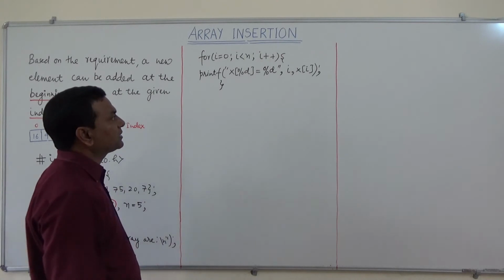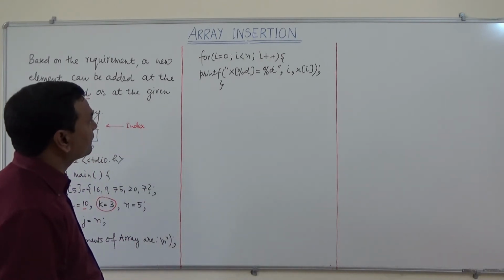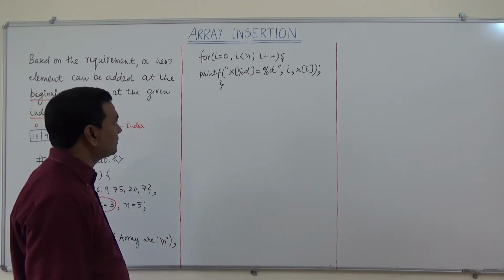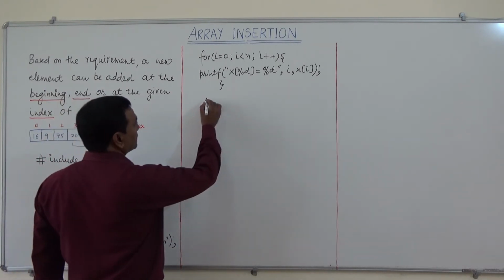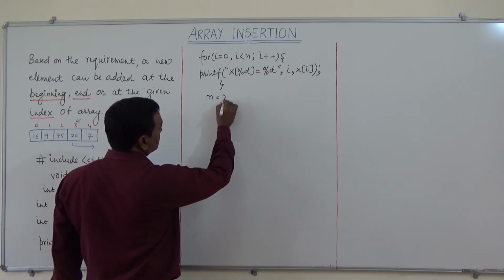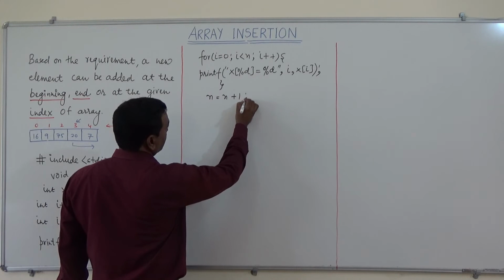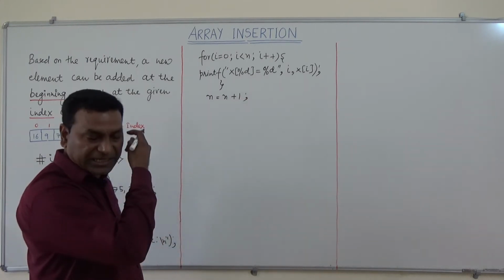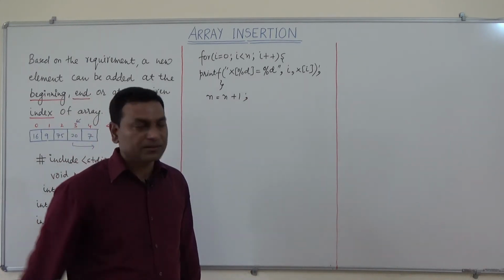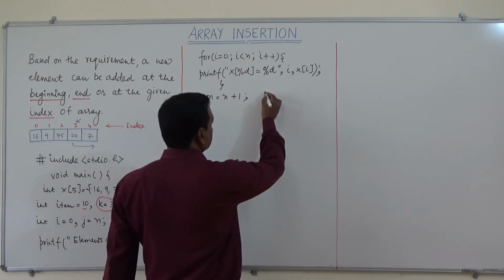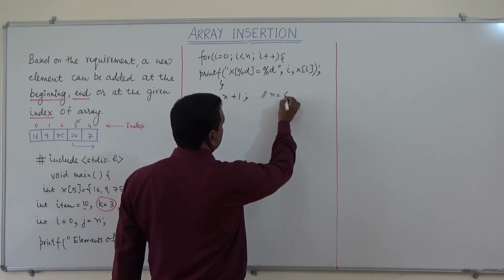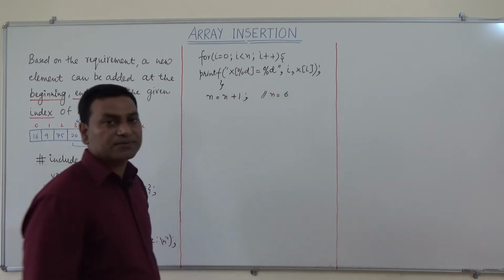We will close here. Now n equals to, after printing, we will add one more element in the n. So we can say this n will become now 6, 5 plus 1.